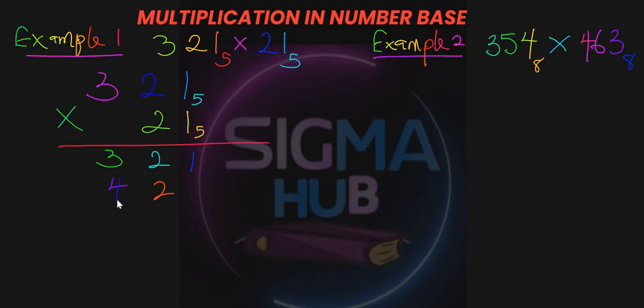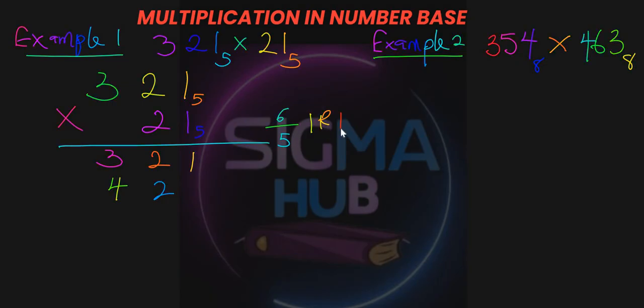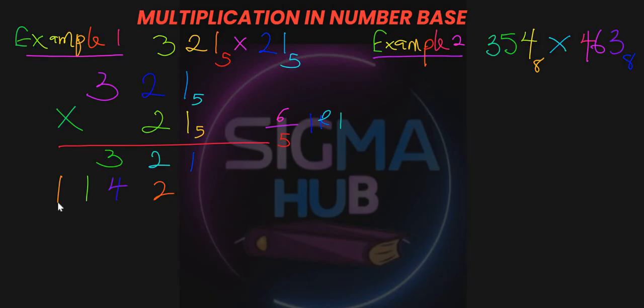But I will not write 6 because 6 is not a number in base 5. So how do we go about it? We need to convert 6 to a base 5 number. So we have 6 divided by the base you are looking at, which is base 5. So that's how you can easily do it. 6 divided by 5 is going to be 1 remainder 1. So I'm going to be writing 1, and at the same time I'm going to be writing 1 here.